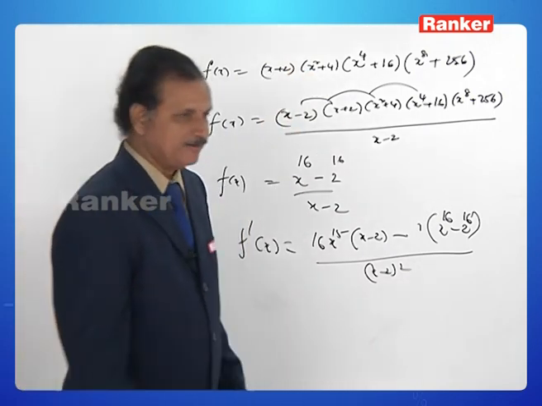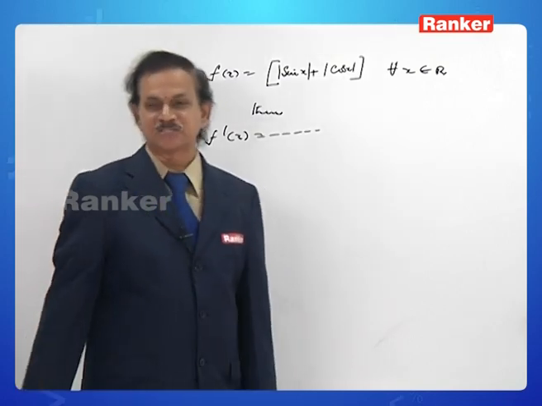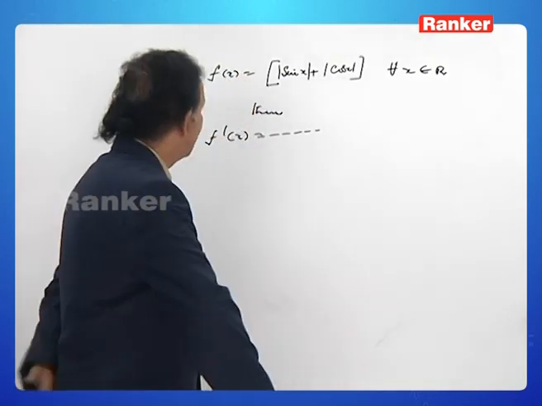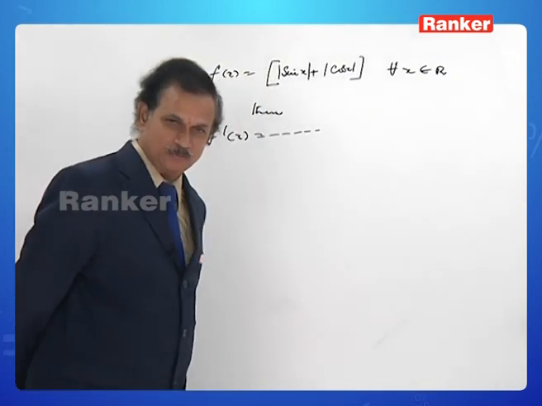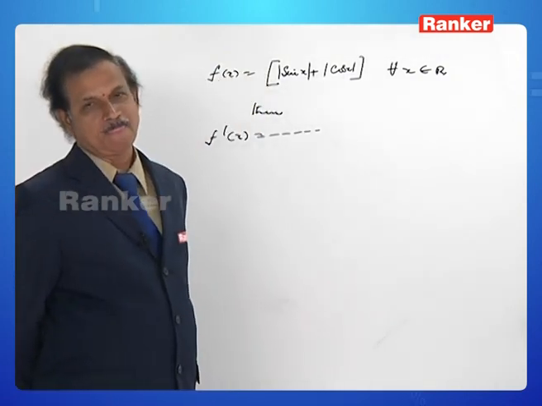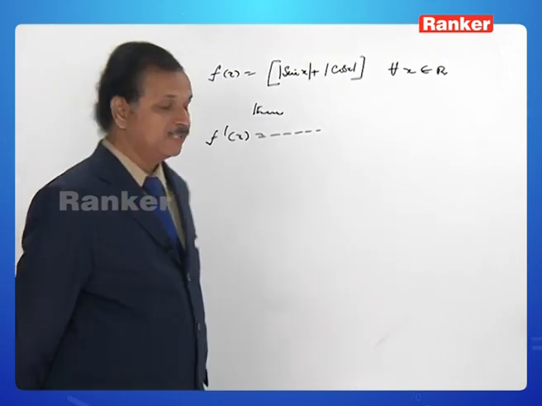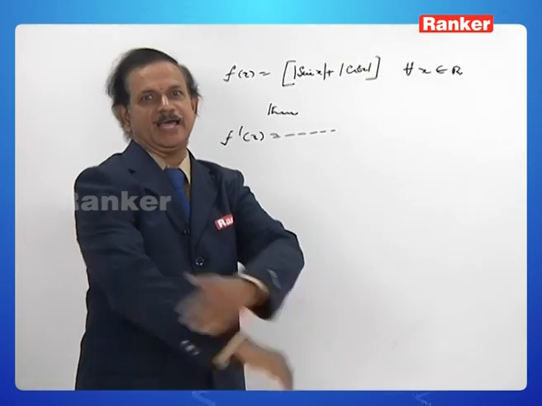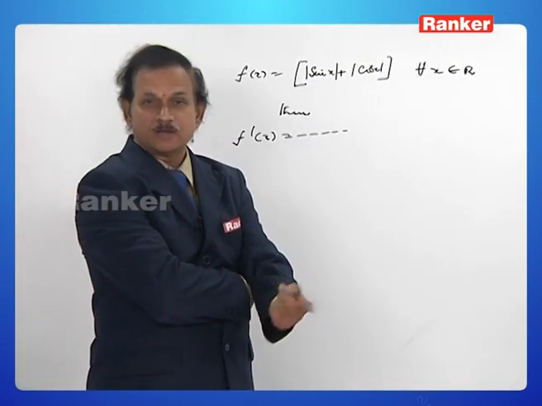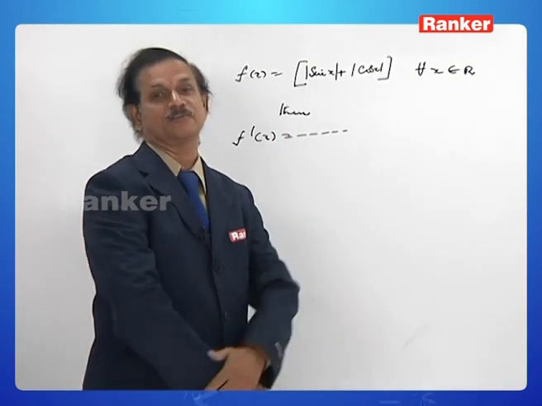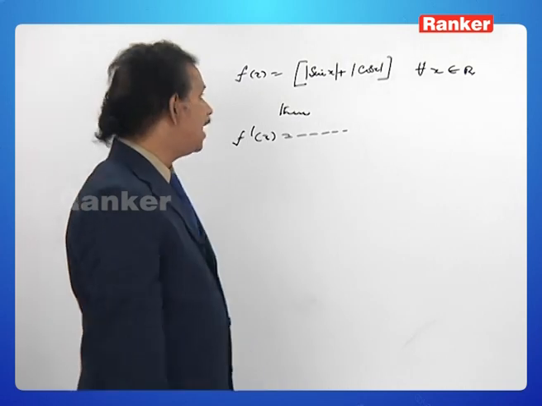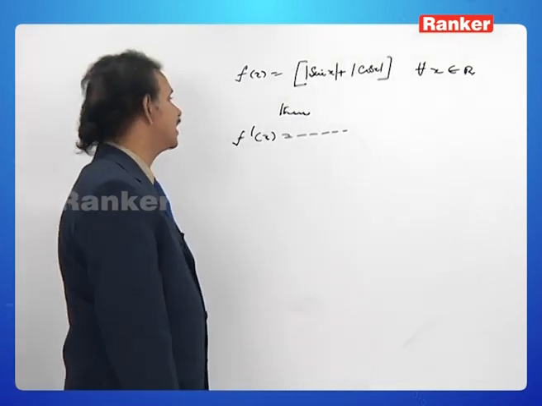Yes, of course. Next one. Another beautiful question is before us. You think of f of x is equal to integral part of mod sin x plus mod cos x for all x belongs to R. Here you see, four functions are there: sine function, cos function, modulus function, greatest integer function. Mod sin x plus mod cos x.